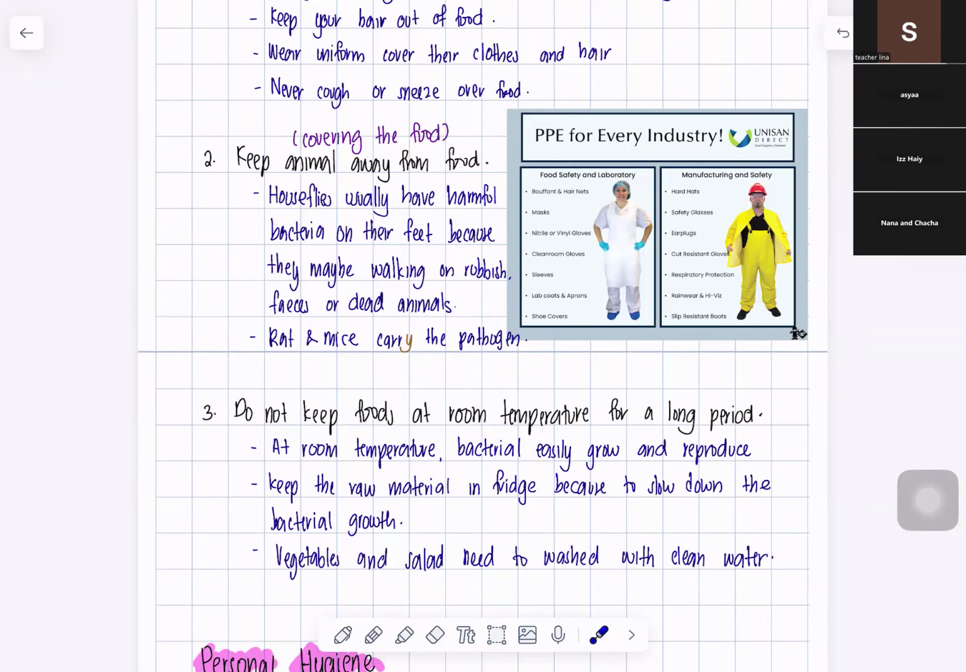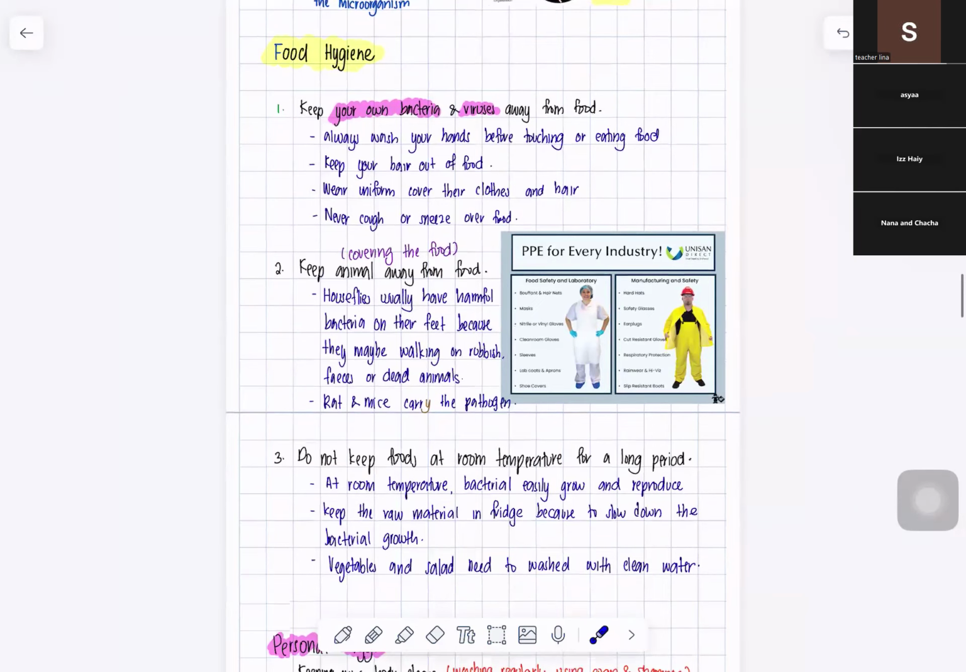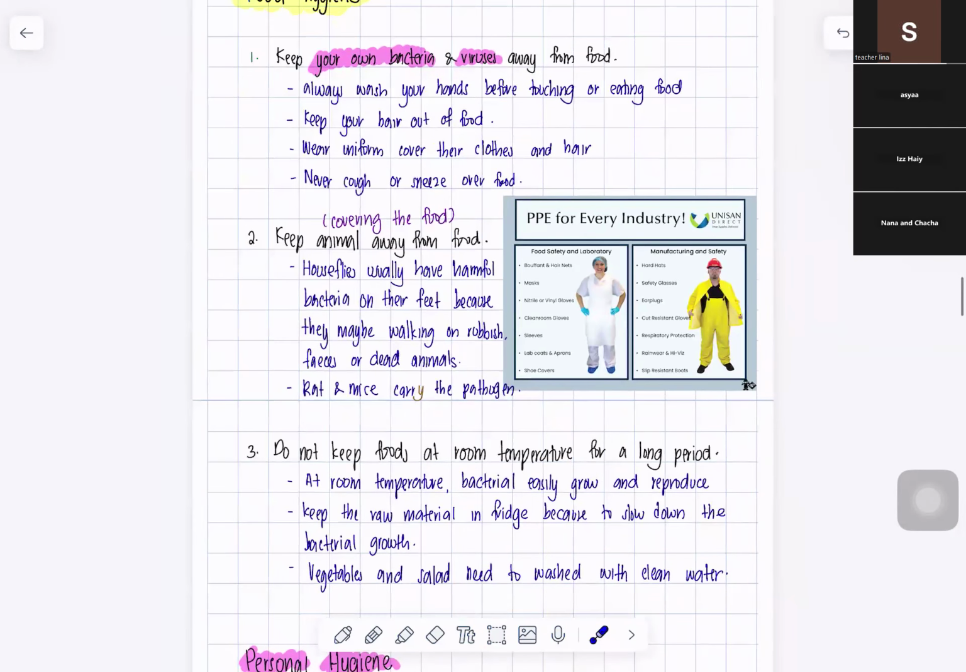So vegetable and salad need to be washed with clean water. Okay, sir. So is it clear for the food hygiene, that one? Yes, it's clear. This one also you can think logically, right? Okay.